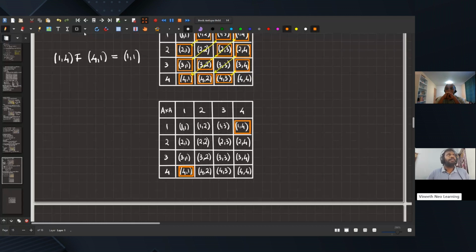Okay, what are the possible transitive products? The first possible product results in 1 comma 1, and we can also take the product the other way, for it is commutative, right? Because it is a diagonally opposite pair. So 4 comma 1 when multiplied with 1 comma 4 gives 4 comma 4.